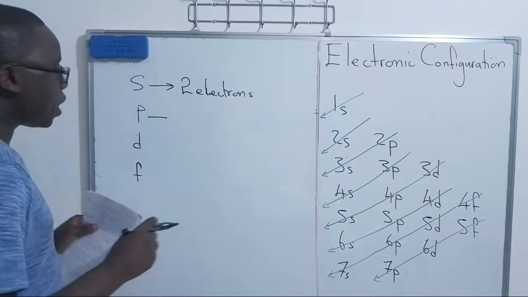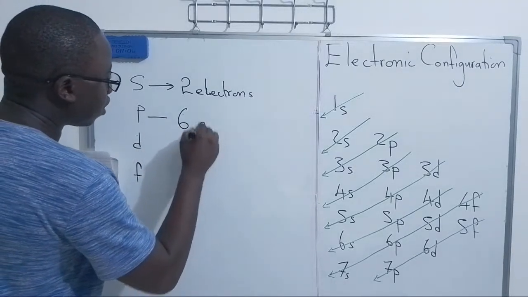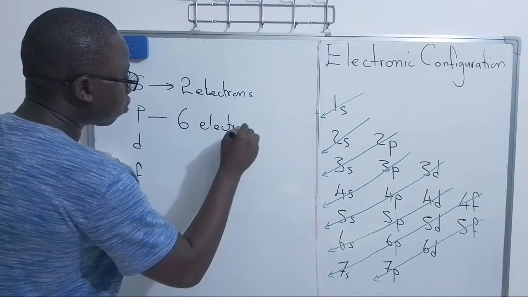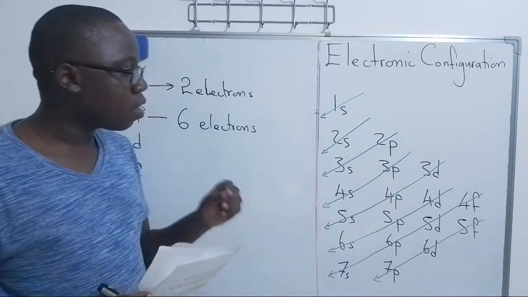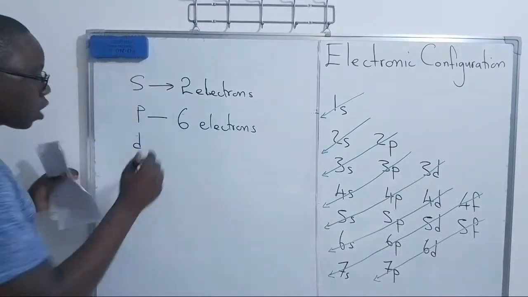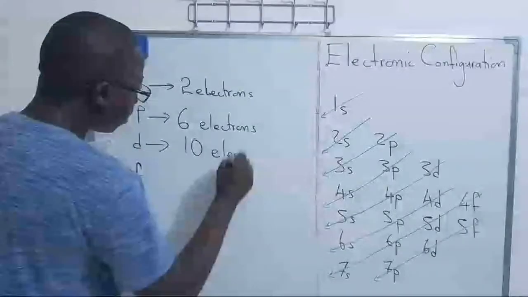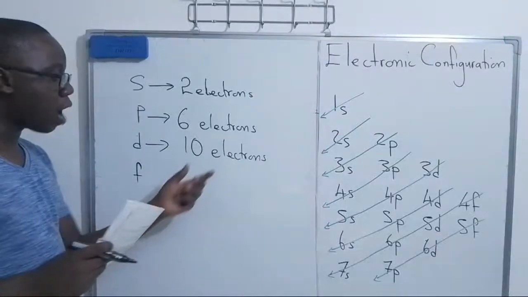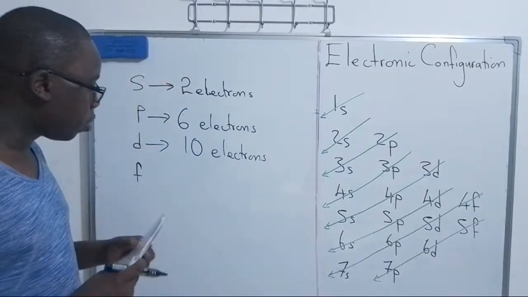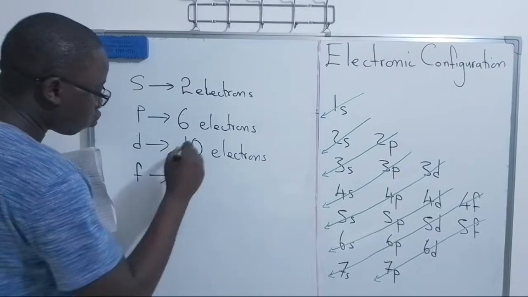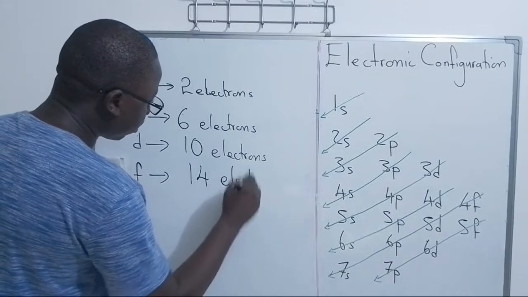Then the p orbital can occupy a maximum of 6 electrons. Then the d orbital can occupy a maximum of 10 electrons. Then last but not least, we have the f orbital that can occupy a maximum of 14 electrons.